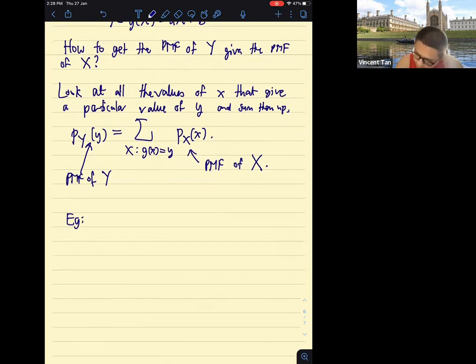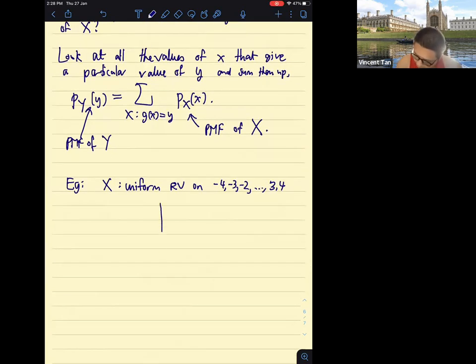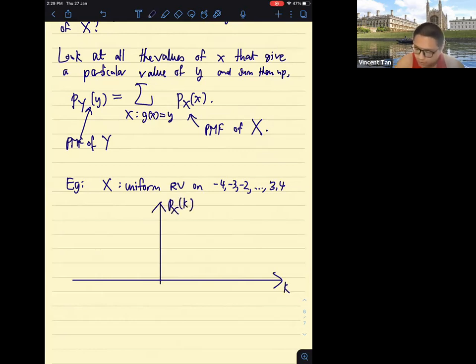So now let us consider X being a uniform random variable. I didn't actually talk about what a uniform random variable is, but I think it should be clear. Uniform discrete random variable on the set -4, -3, -2, all the way to 3 and 4. So it takes on 9 values altogether. So the picture is as follows. So we have this, P X of k. As I'm saying, we always use k for integer, but it's not so critical, right?